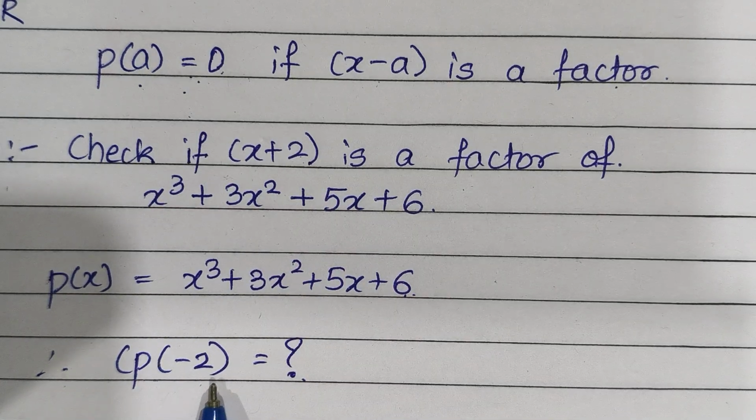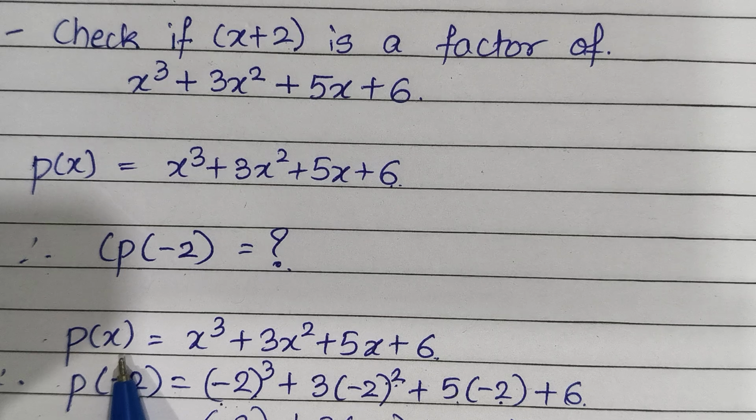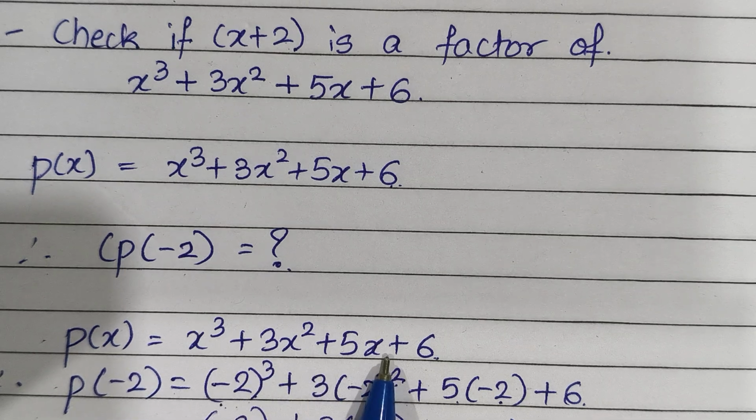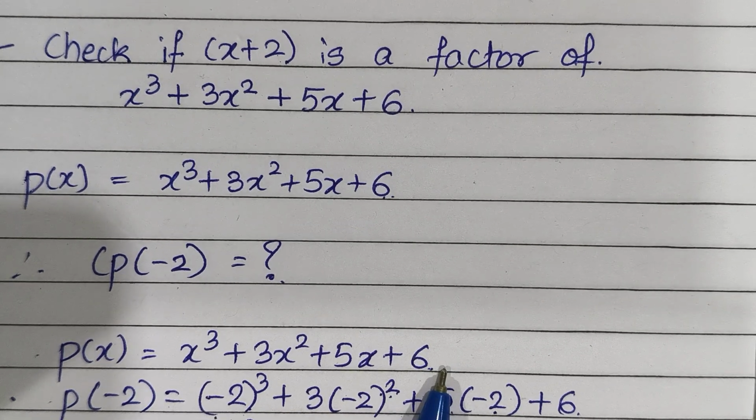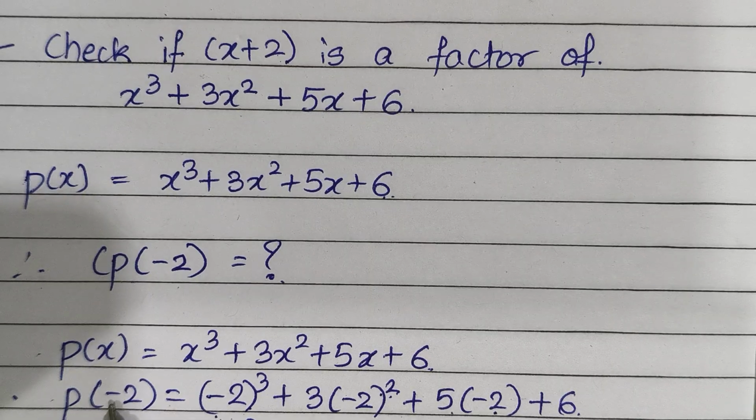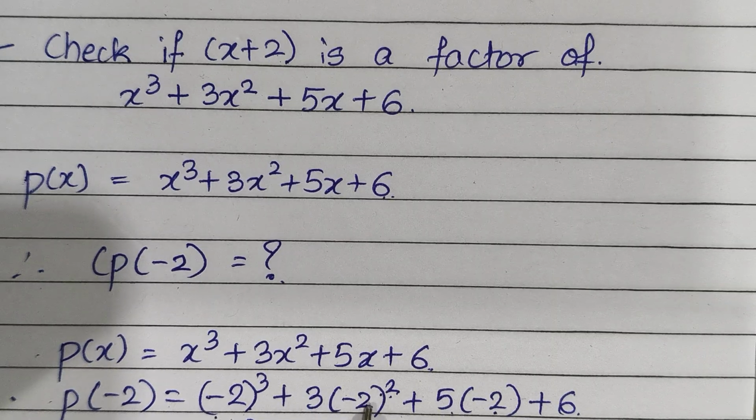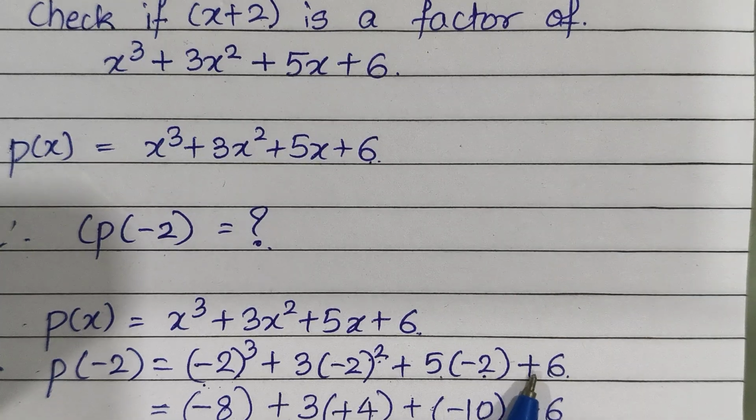So what we are going to do? We are going to substitute minus 2 in place of x. So here p of x is x cube plus 3x square plus 5x plus 6, and we substitute minus 2 in place of x. So minus 2 cube plus 3 coefficient as it is, minus 2 in place of x, and remaining all the numbers and degrees as it is. Then we will simplify it.